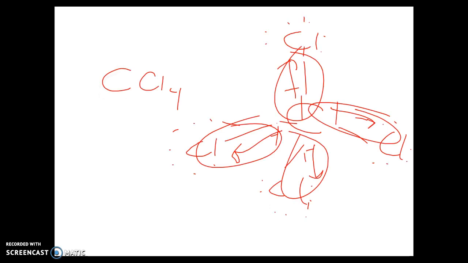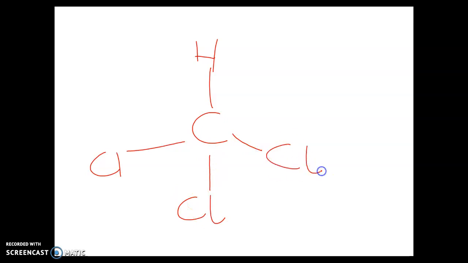Let's do one more example here. Let's substitute. We're going to try, is the key word here. So let's try a new one here. Let's just substitute. Let's take an H and put it up here and then leave these Cls right here. And if you look at these Cls, this is still a tetrahedral shape, and it's still making a very similar case in the fact that these Cls are pulling out the electrons, right? And so that's going to show like that.